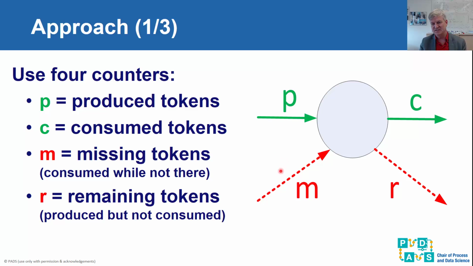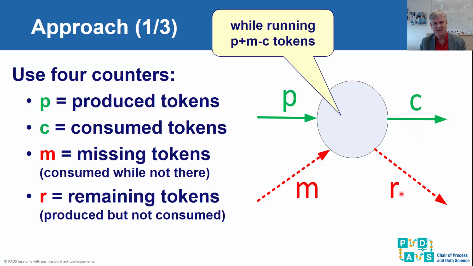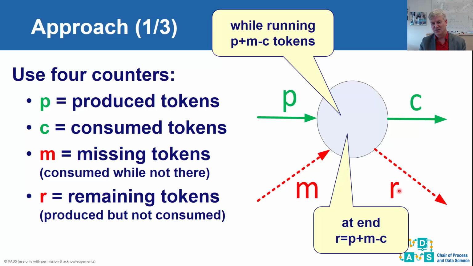I hope that you understand this, that at the beginning such a place is empty, at the end the place should also be empty, and you should understand that P plus M should be equal to C plus R at the very end. So while running, the number of tokens is equal to P plus M minus C. So what was produced, what was added because it was missing, minus what was consumed, is the number of tokens. And at the end, this number should be 0. So we remove, let's say, all the tokens that are still there at the very end. And that defines R.